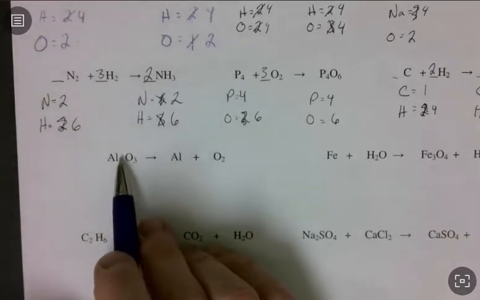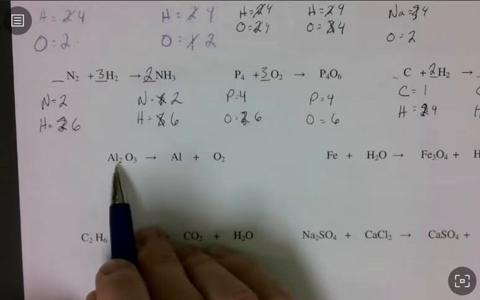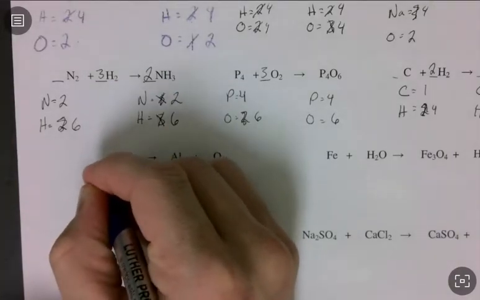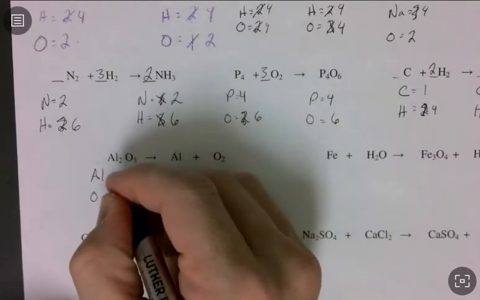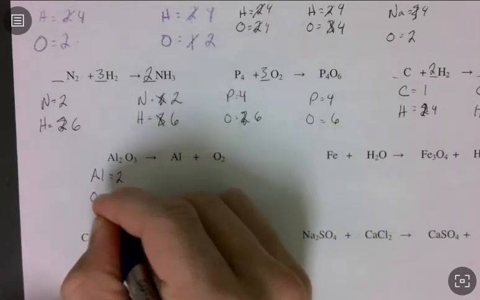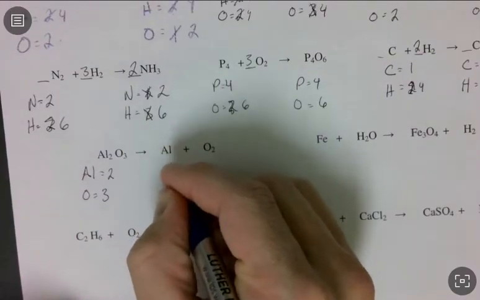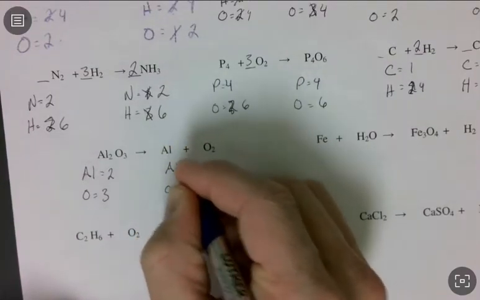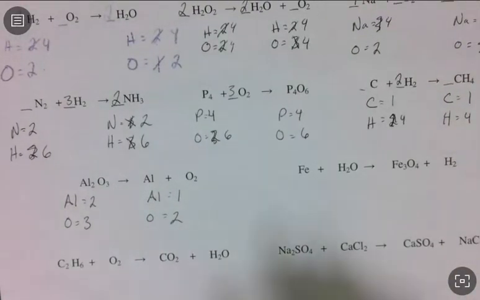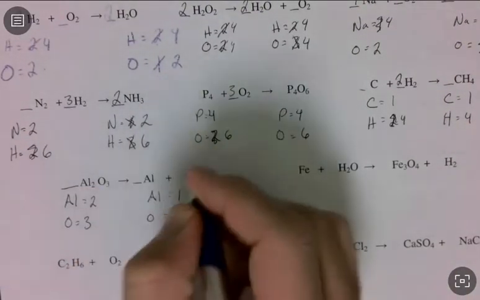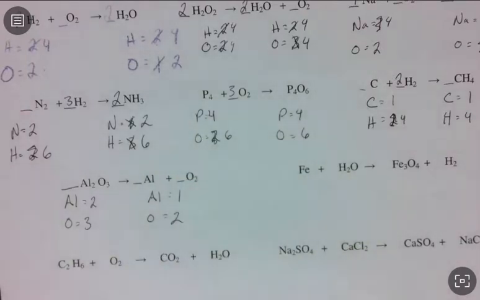Here you've got Al2O3, which is aluminum and oxygen. I write out those items that I have on each side and I count them. Al2 is 2, O3 is 3. On the other side, I've got Al and O. There's 1 and 2. Notice neither one of them is balanced, so we have to add coefficients in front of the different parts of our equation.